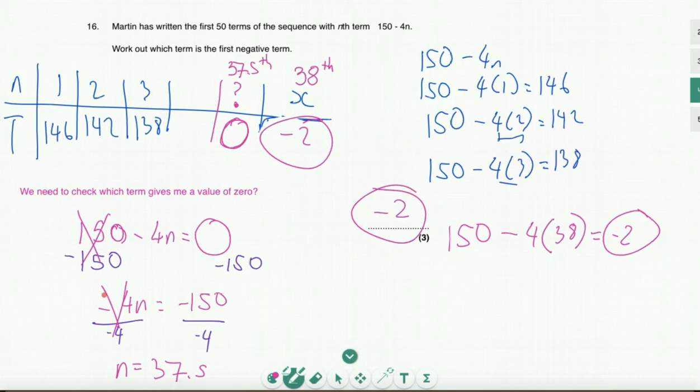So what we did there, guys, was since we're trying to find the first term which is negative, or the first term which is less than 0, we're going to find which term gives us exactly 0. And we do that by setting our nth term equal to 0. And 0 is basically the 37.5th term. Therefore, the next term after that, the 38th term, must be the first negative term. And the 38th term is -2 after we replace n with 38.